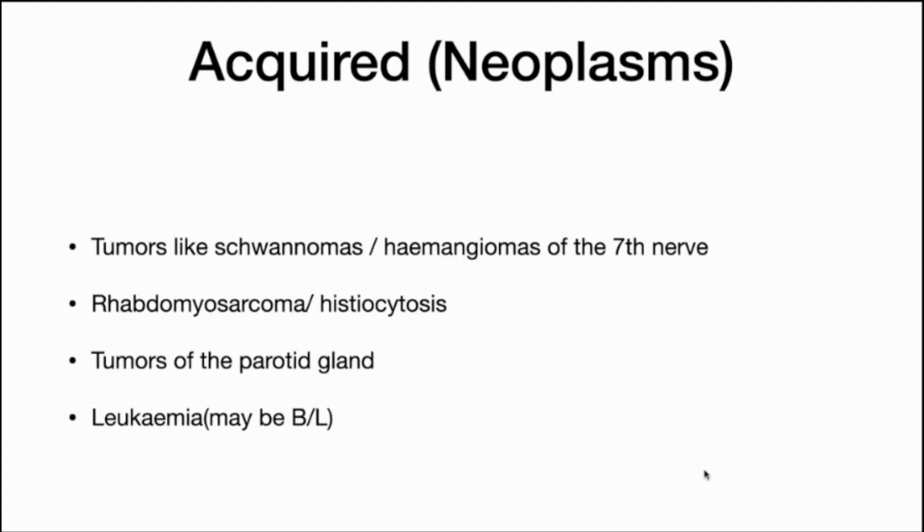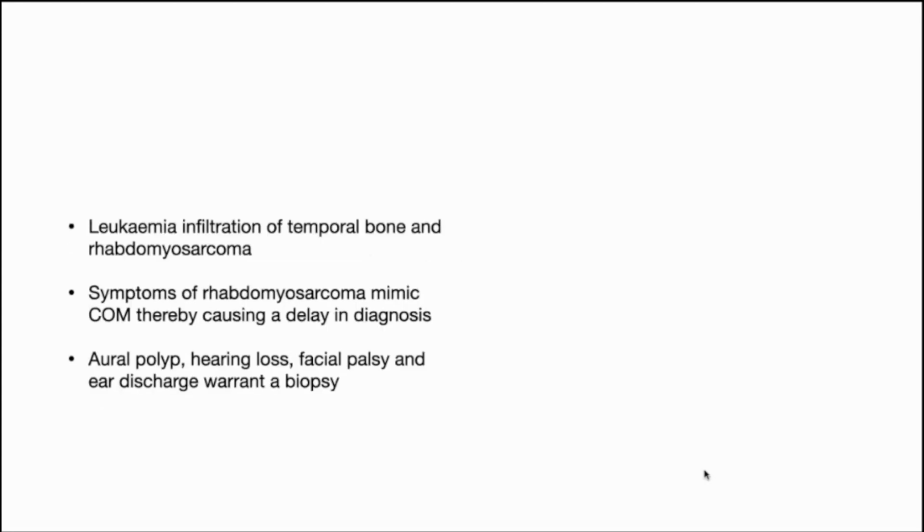Neoplasms causing facial palsy: one of the very commonest, which is in fact misdiagnosed as chronic otitis media, is rhabdomyosarcoma of the temporal bone. So any child presenting to you with facial palsy with an aural polyp and hearing loss, always take a biopsy first to rule out rhabdomyosarcoma. Then histiocytosis, another malignancy causing facial palsy, then tumors like schwannomas and hemangiomas of the seventh nerve. Tumors of the parotid gland, which are not very rare in the pediatric population, are also a cause of facial nerve palsy. Leukemic infiltrates of the temporal bone can lead to a bilateral facial nerve palsy.